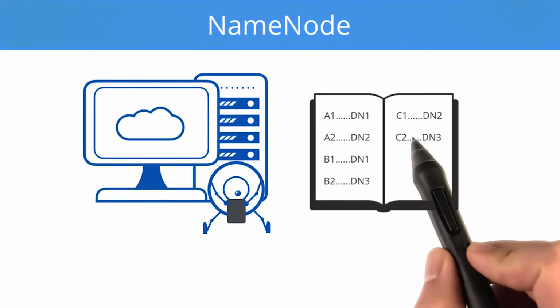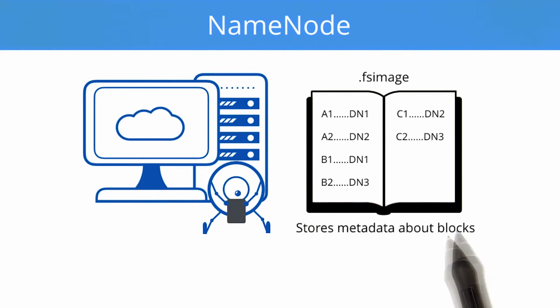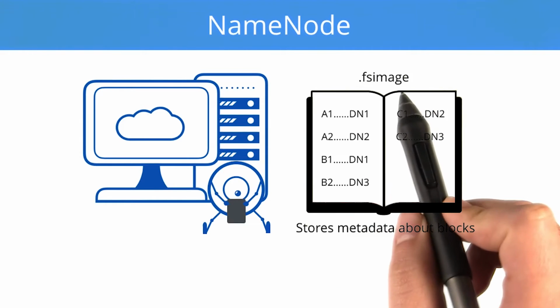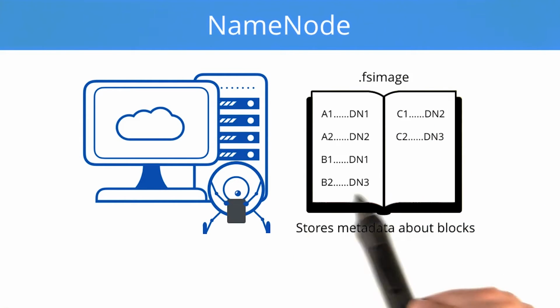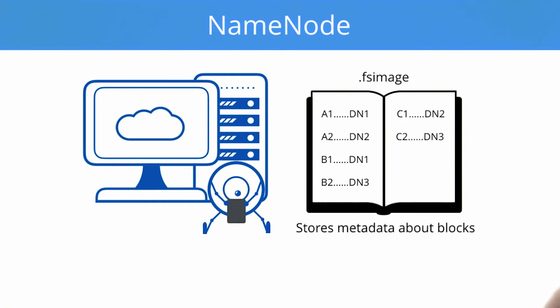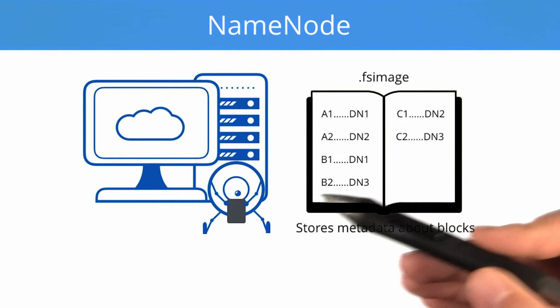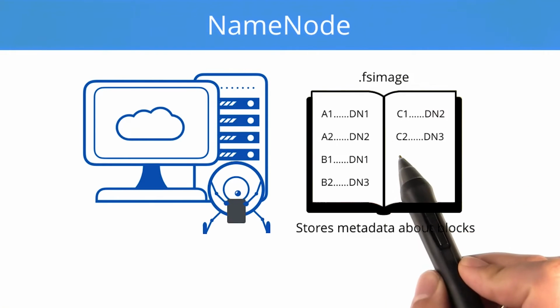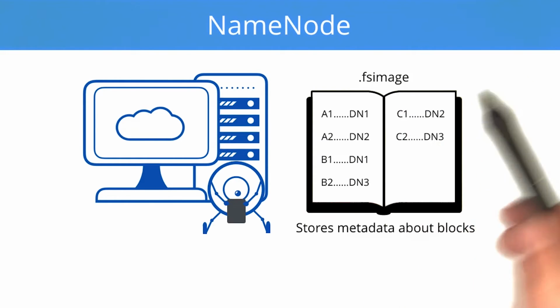The NameNode stores metadata about the blocks in a file called fsimage. Metadata is data about the data. In this case, which block is stored on which data node. It's like an address book for the blocks.